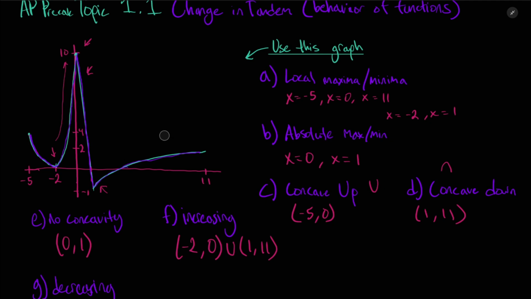So now, if increasing was where the y values are increasing, where the graph is going up, decreasing is just going to be where the graph is going down. So we want to take a look over here where we have these. This is all decreasing, right? And we also talked about over here where the y values are decreasing.